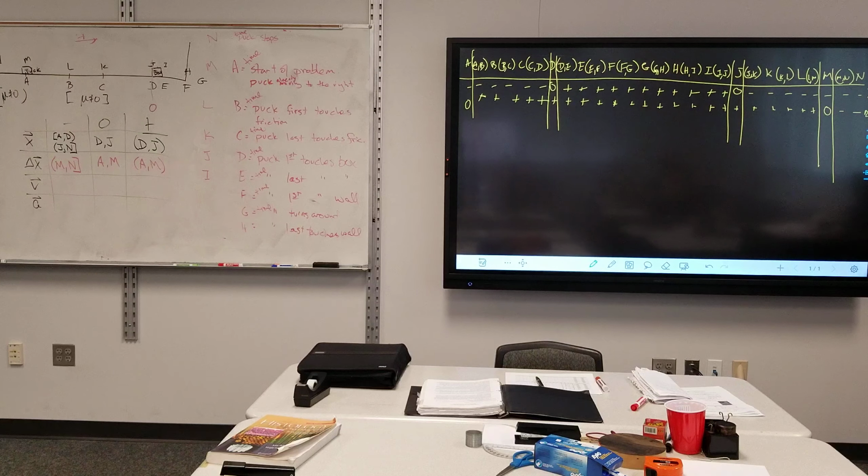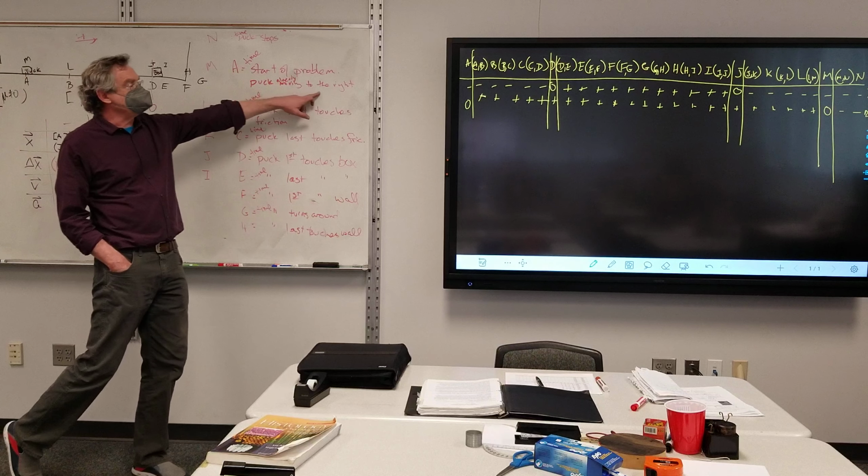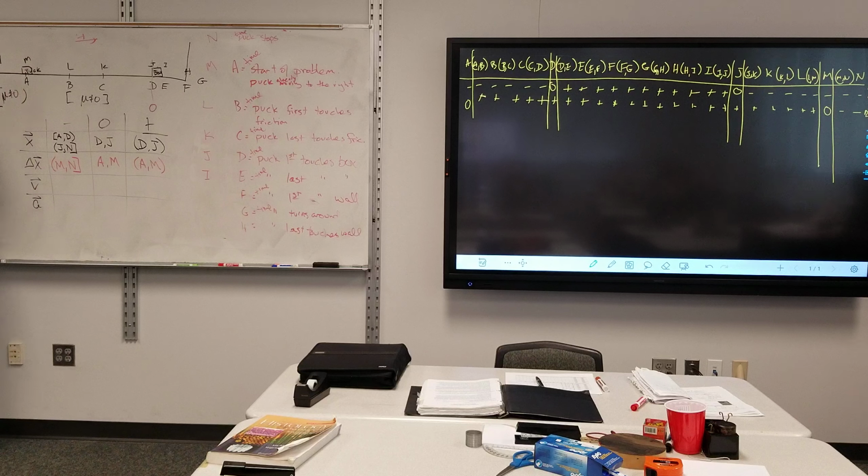What's the question? Where is the velocity 0? D and J. Pardon? A, D and M. And J. D and J? Yeah. No. A and M. Is it A? No, it's already moving. At A, the puck is already moving to the right. Oh. Is it between A and B and C and J? Or C and K? And then also L and M? Is it H and F?